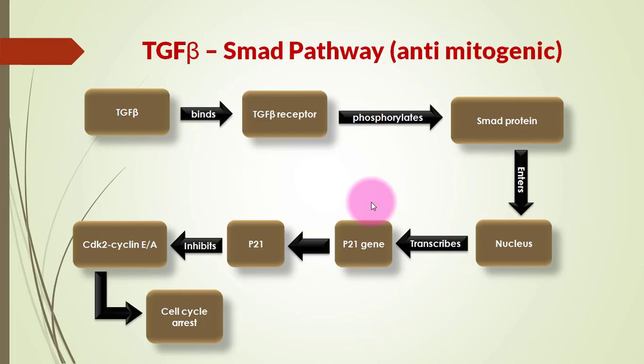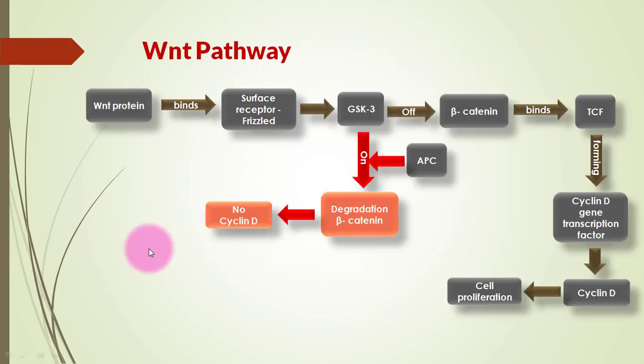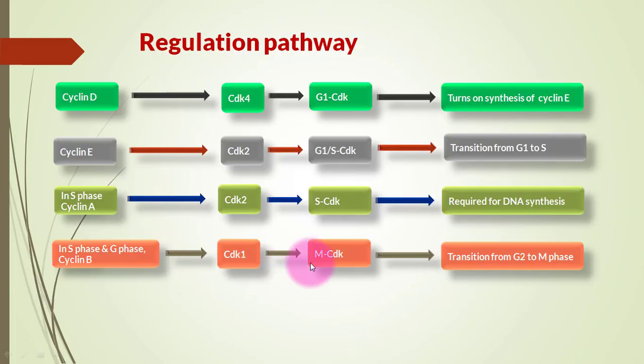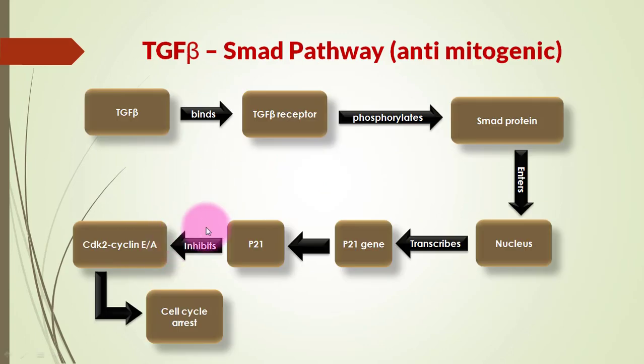So the P21 gene now is transcribed. This will lead to production of P21, which is an inhibitor of cyclin-dependent kinase. So P21 produced will inhibit the CDK2, cyclin-dependent E and A. So this is where it will work: cyclin E with CDK2. The movement of the cell from G1 to S will be blocked. Why? Because this complex is inhibited by P21. P21 will inhibit the cyclin E with CDK2. So this will be inhibited. The movement of the cell from G1 to S will be inhibited, and the cell will be arrested in the G0 phase.